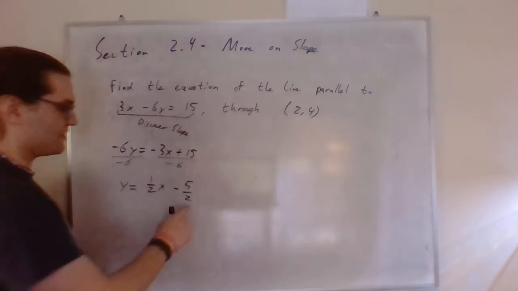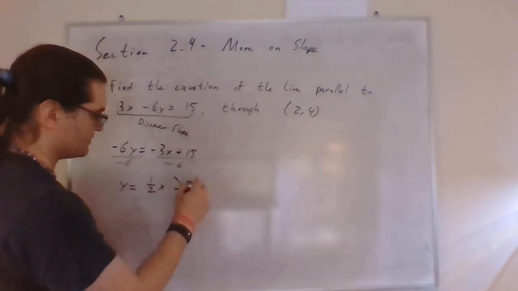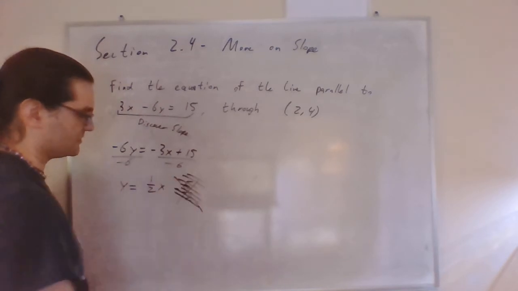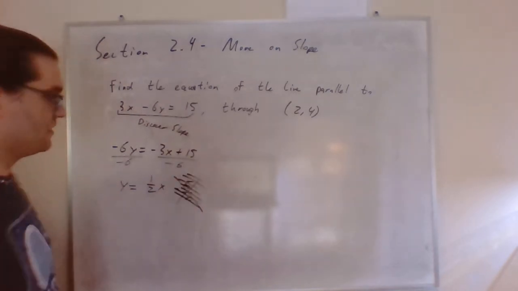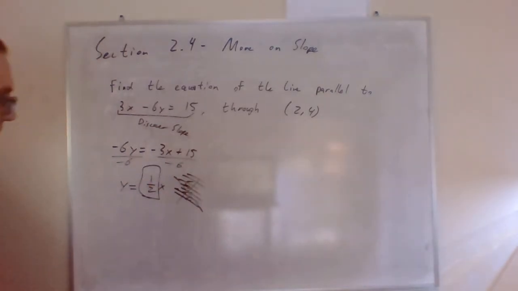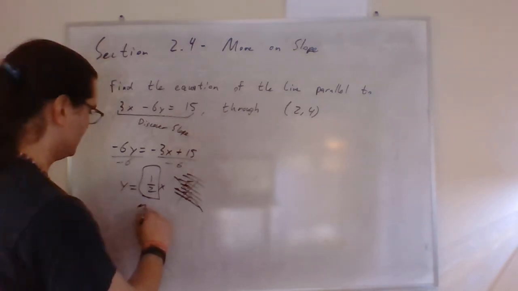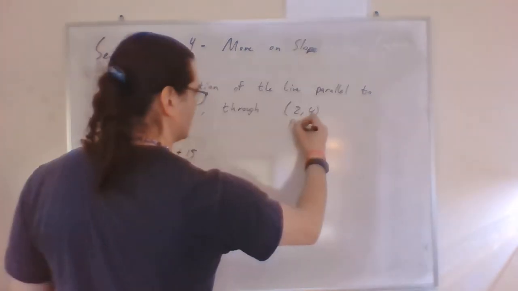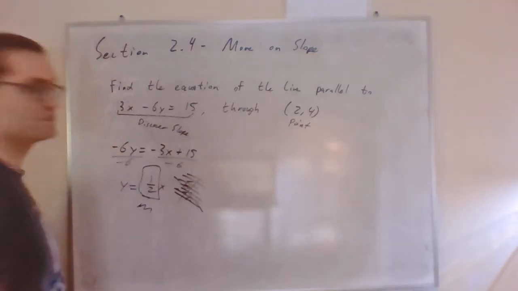Here's what's cool about this. I don't actually care what this is. This is meaningless. It's perfectly irrelevant to the problem. Doesn't matter. The only thing I care about is the slope of this line, so that I can use this slope and this point to create my new line.